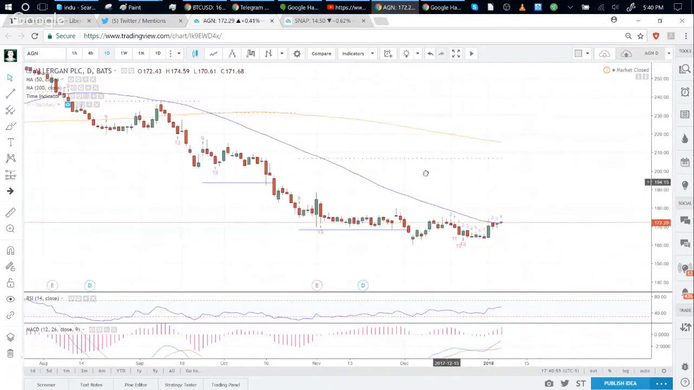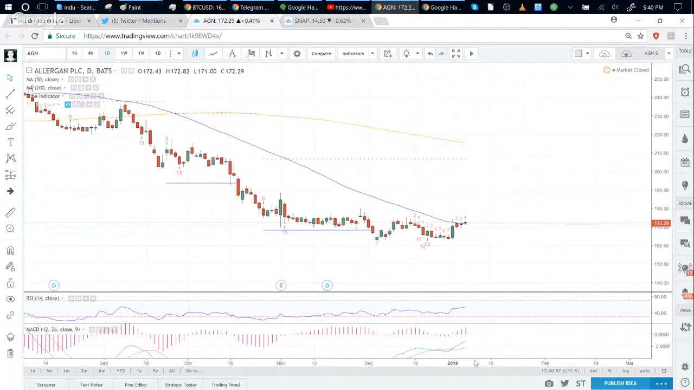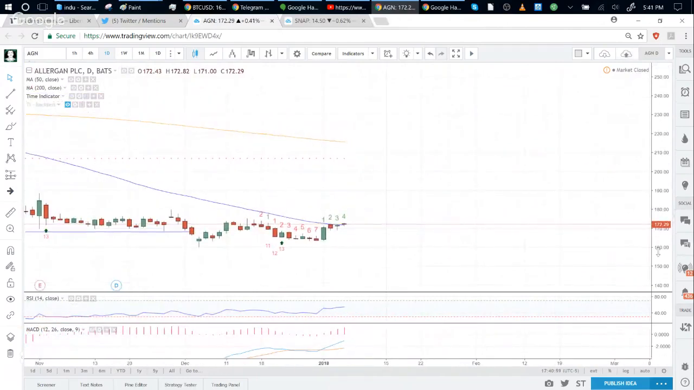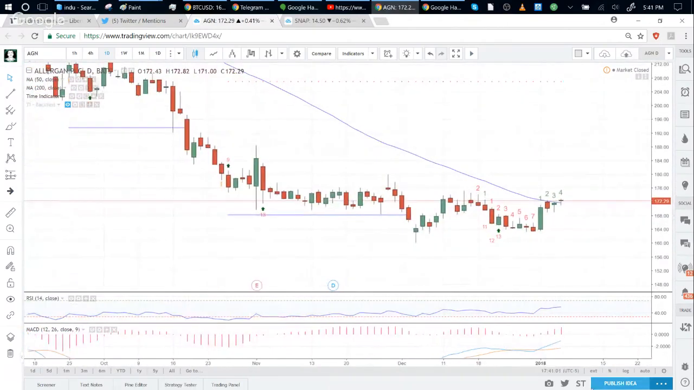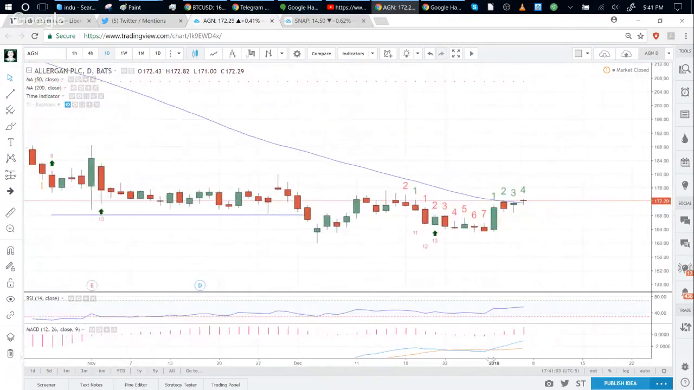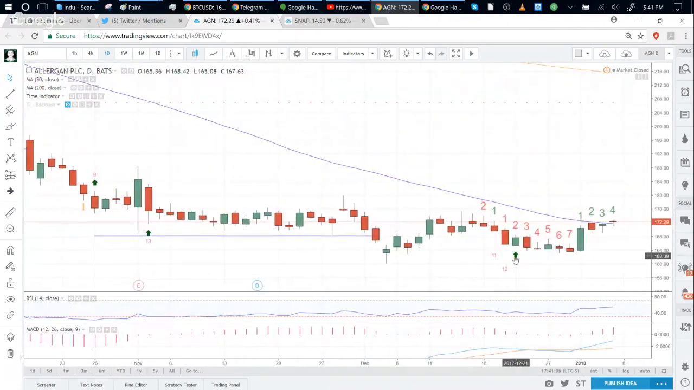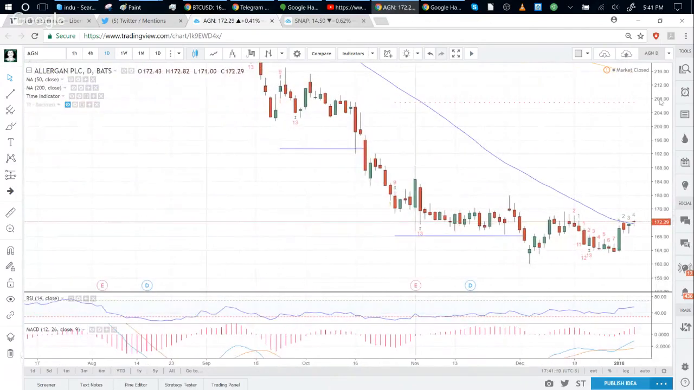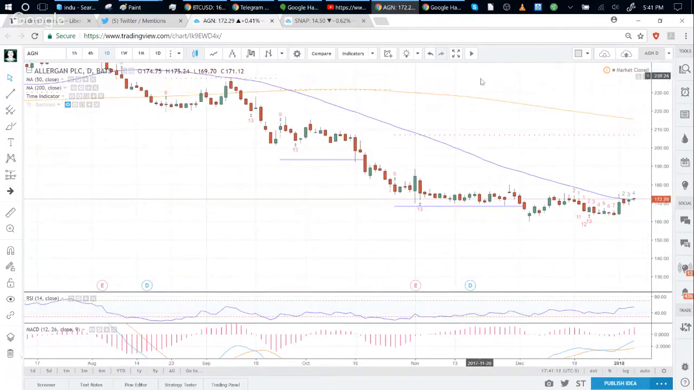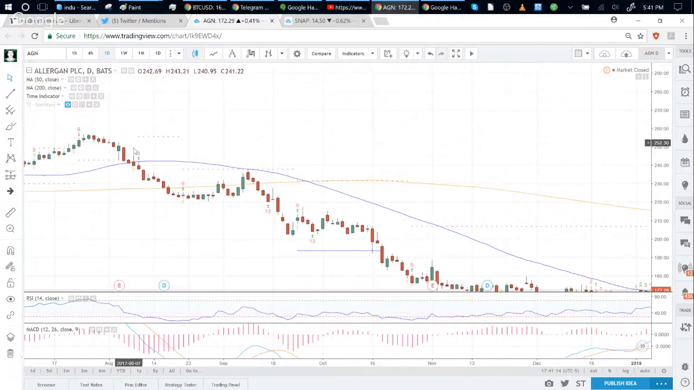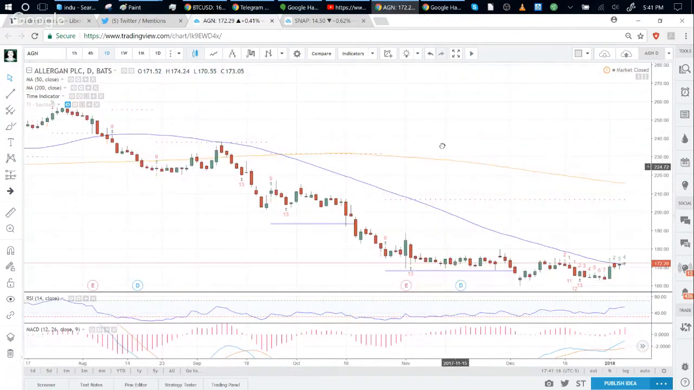Another one, AGN. I have no idea what the hell they do. But again, coming off another 13, a stock that has been completely beaten up. This was, holy shit.